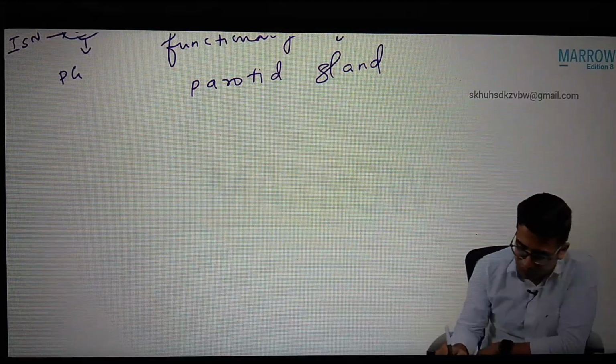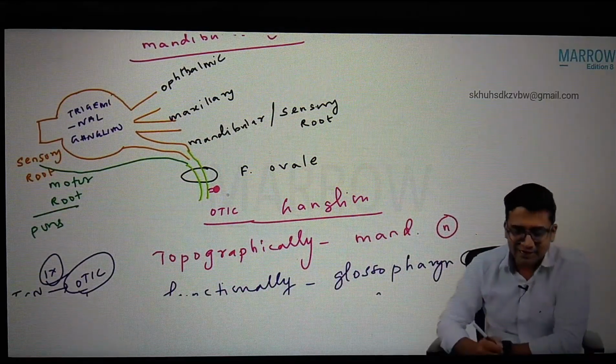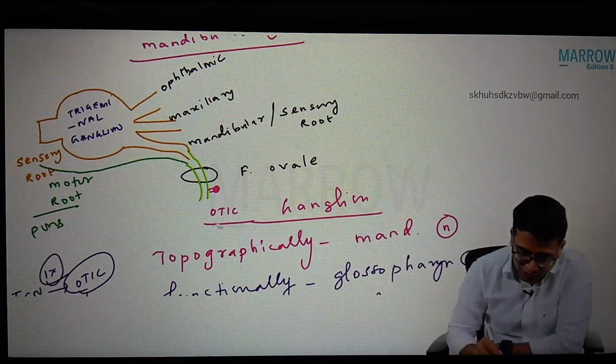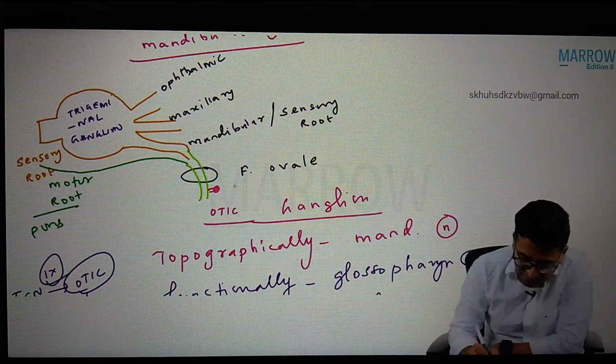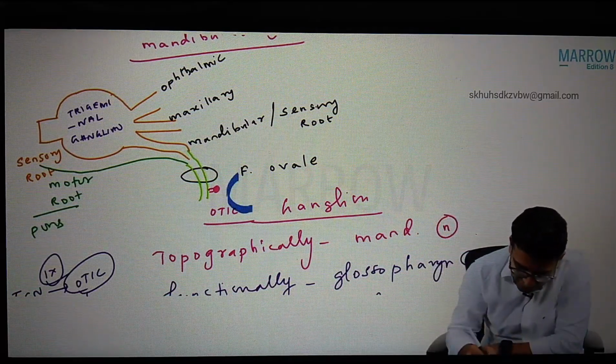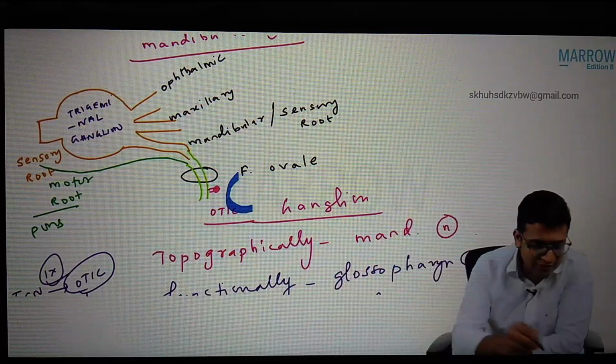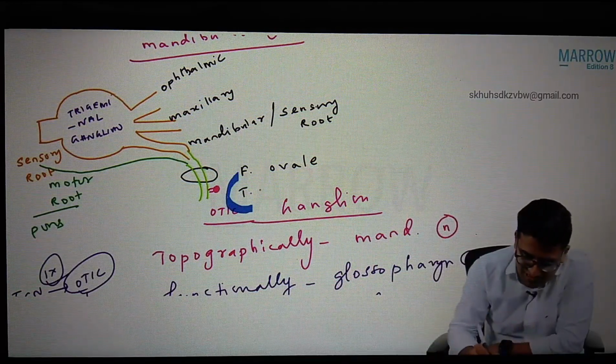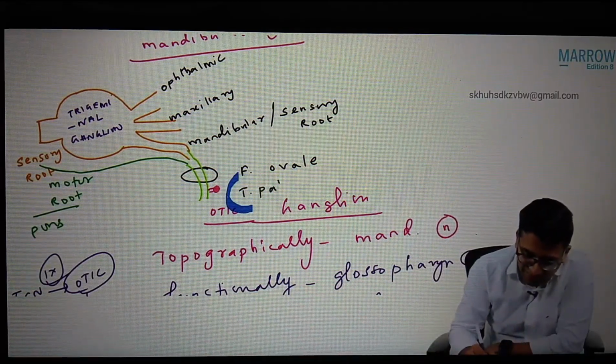I told you, come to the diagram. This is otic ganglion. Okay. So, this is the medial side. Medially, we have a muscle. We have one muscle just medial to the otic ganglion. Now, this muscle is tensor palatini muscle.